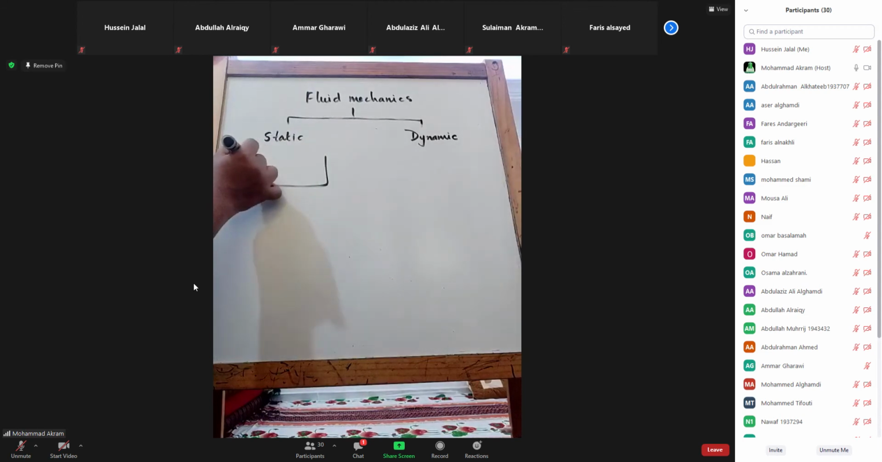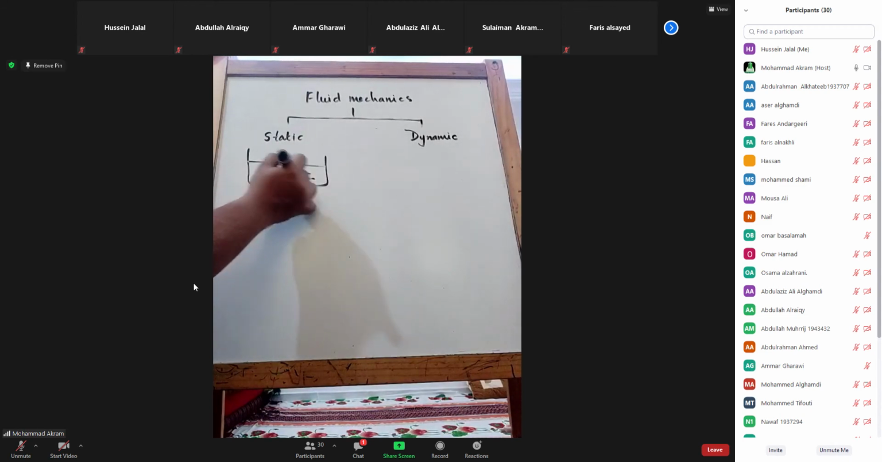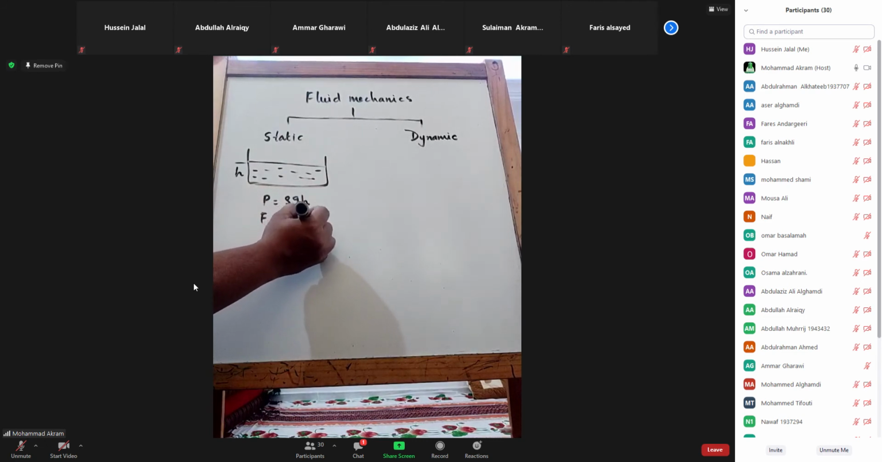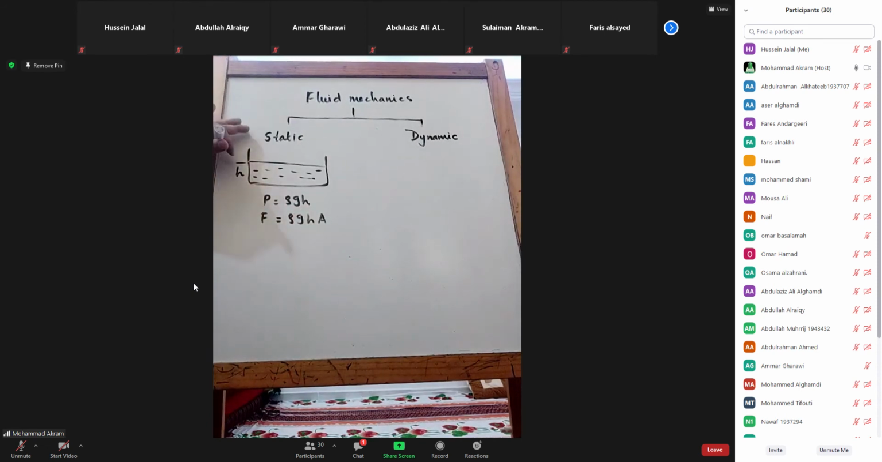Okay, this is fluid at rest, right? So if it has height h, we say that pressure is equal to rho gh, and the static force is equal to rho gh into A. Like this we calculated, right? So this was our fluid static or hydrostatic.